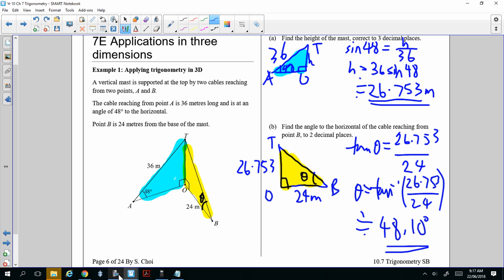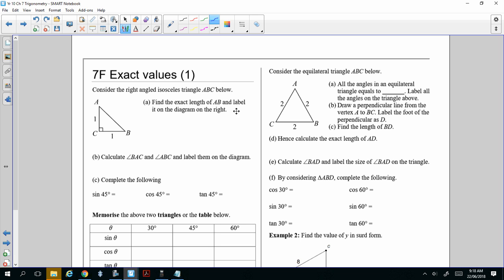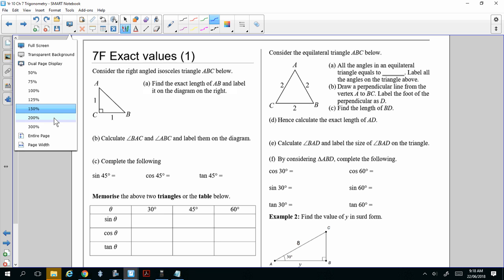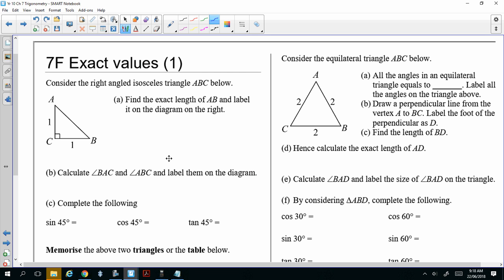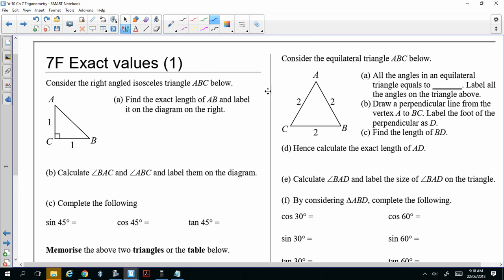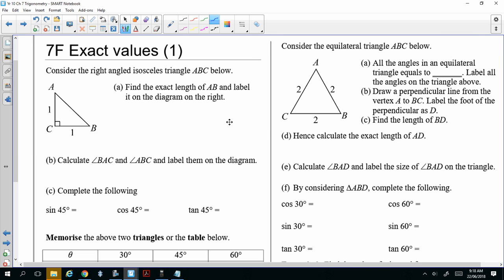Continue. We've got one more section to go through, which is exact values. This is new, and that's very, very important. You will use that again next year in Year 11 in the trigonometry topic. Make sure you learn this well. If you can master this, it will help you to learn Year 11 mathematics, regardless of whether you do advanced or extension 1. Okay, this is important. So pay attention. All right, let's continue.